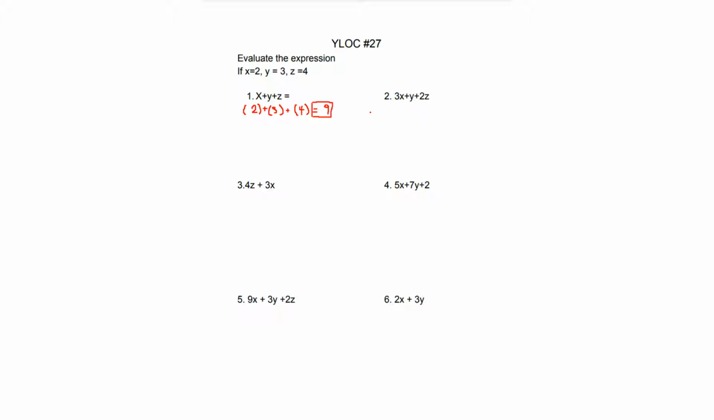For number 2, we could do the same thing by just substituting in and solving. So we could substitute x equals 2, so 3 times 2, plus y equals 3, plus 2 times z, or 2 times 4. 3 times 2 is 6, plus 3, plus 2 times 4 is 8. So our answer is going to be 6 plus 3 plus 8. 6 plus 3 is 9, so 9 plus 8 is 17.